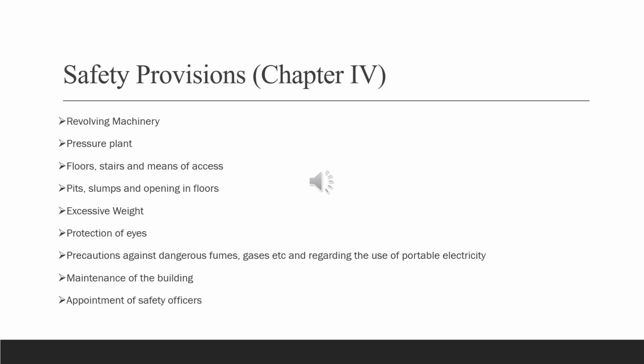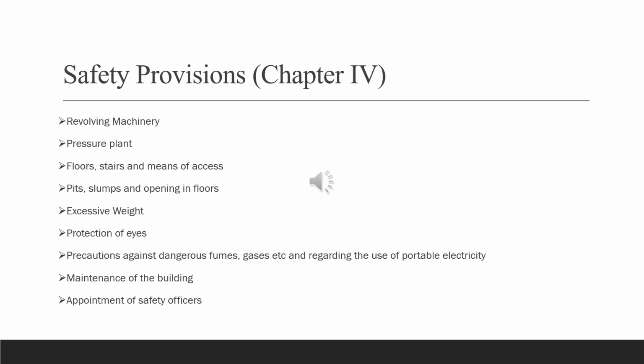There should be precautions taken regarding the use of portable electric light, like no portable electric light of more than 24 volts should be used in any confined space or chamber or tank. All the precautionary measures should be taken to prevent explosion of the gases. If there is an inflammable dust or explosive used in the factory, the factory should take all the practical measures to prevent the outbreak of fire and its spread in case a fire arises.